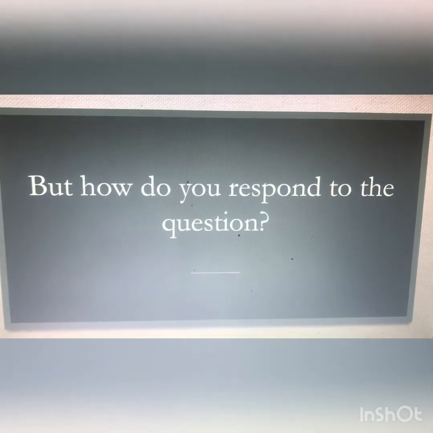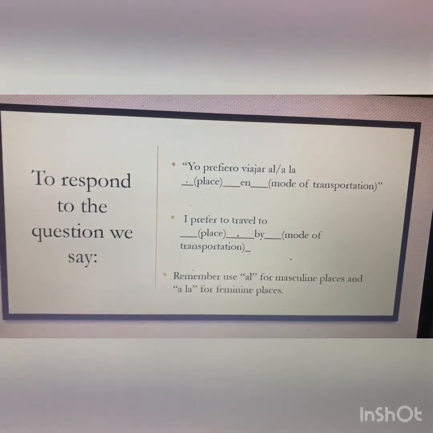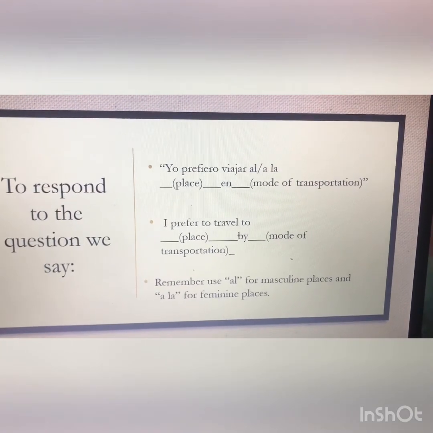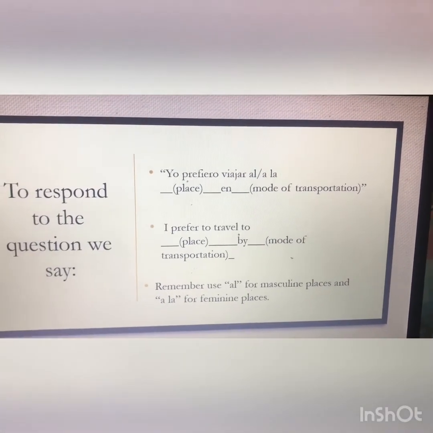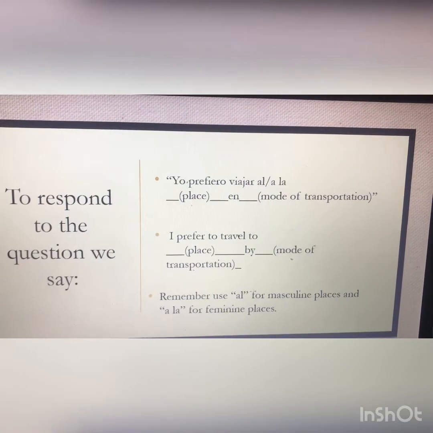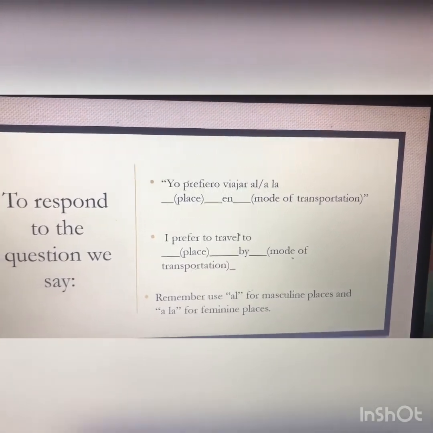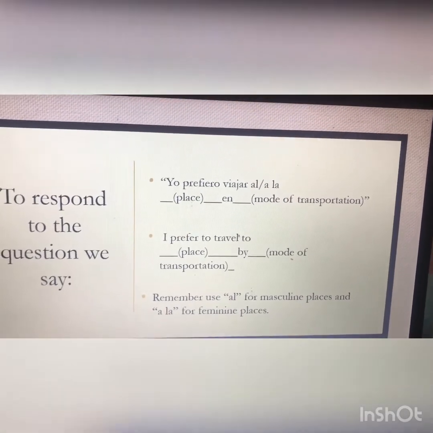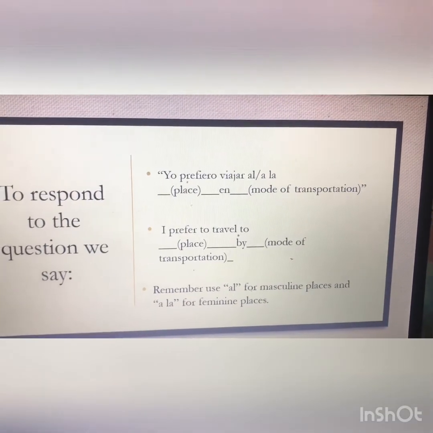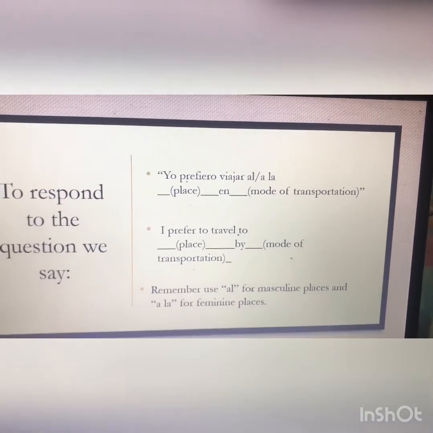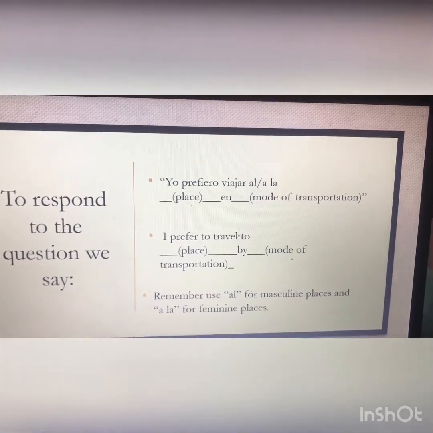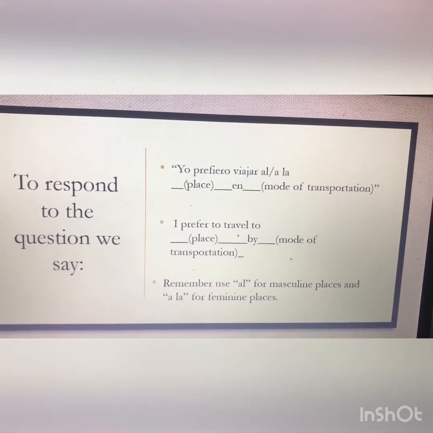Pero, how do we respond to the question? Now, to respond to the question, you can simply say, Yo prefiero viajar al, that's if the place is masculine, en, then you put the mode of transportation. Now, if the place is feminine, you would say, Yo prefiero viajar a la, you put the place, en, then you put the mode of transportation. Now, this response is simply saying, I prefer to travel to wherever the place is. So I prefer to travel to the bank, the party, the mall, by, then you put the mode of transportation. When responding, you just need to remember you use al if the place is masculine and you use a la if the place is feminine.